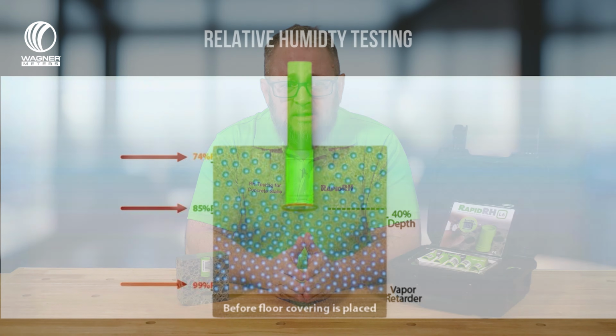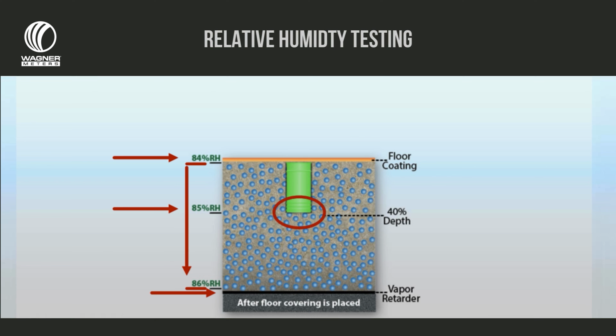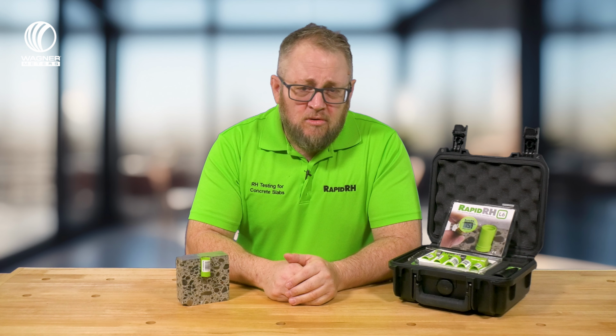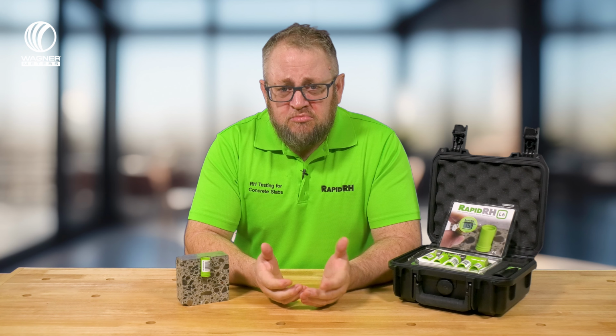Now, that being said, that's the technical side of it. With the Rapid RH and with relative humidity testing, we're trying to help you understand what's going to happen on the surface after you install the floor covering product. Understanding what's going to happen after is critical so that you can feel confident when you do that install that it's going to last for whatever warranty period you put on it.